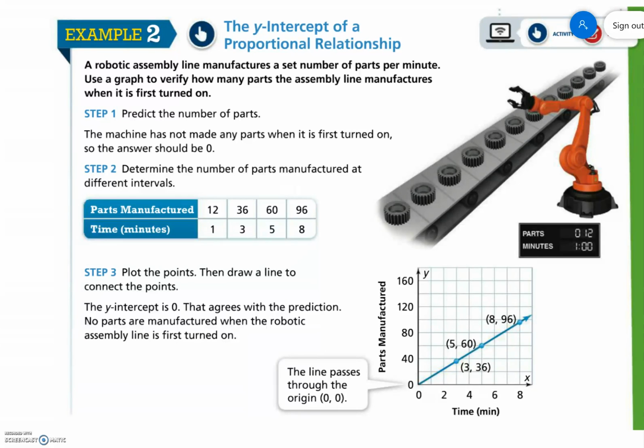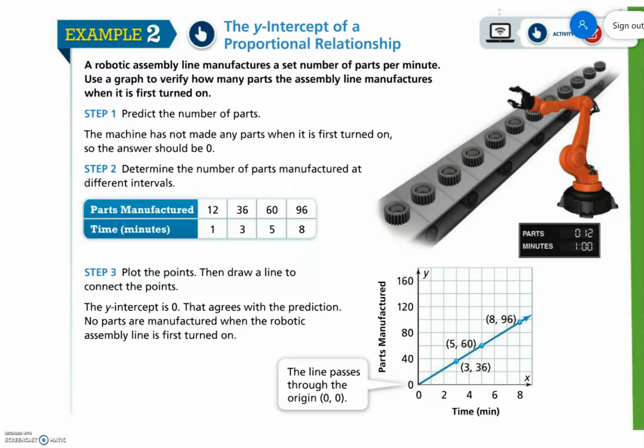Example 2, the y-intercept of a proportional relationship. The robotic assembly line manufactures a set number of parts per minute. Use a graph to verify how many parts the assembly line manufactures. Step 1, predict the number of parts. The machine has not made any parts when it's first turned on, so the answer should be 0. So 0, 0, right? If we don't have any time, we're not going to make any parts.